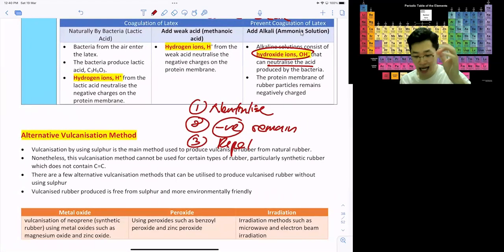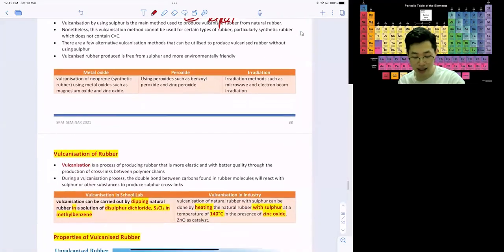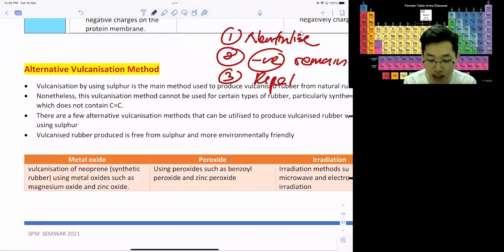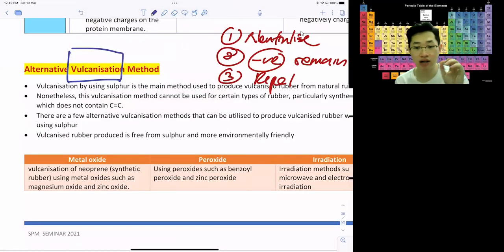Okay, and then the next thing will be this word, vulcanization. Vulcanization is the process to upgrade the rubber. Coagulation is liquid turning into solid. Vulcanization is upgrading it to a strong rubber.